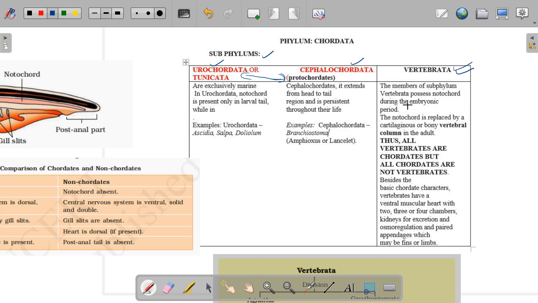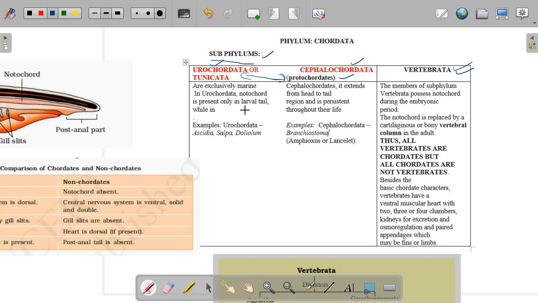Now, looking at this, you can see the phylum Chordata has subphyla Urochordata and Cephalochordata, which can be called protochordates or Protochordata. So don't get confused. These two, that means Urochordata or Tunicata and Cephalochordata, together can be termed as Protochordata. Let's see the characteristic features which come under these subphyla.